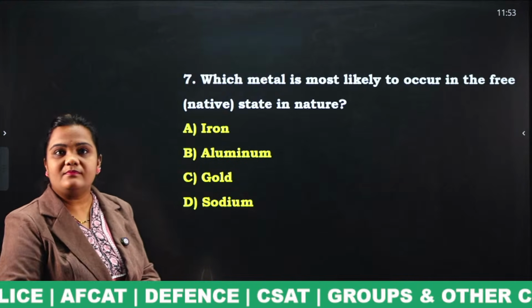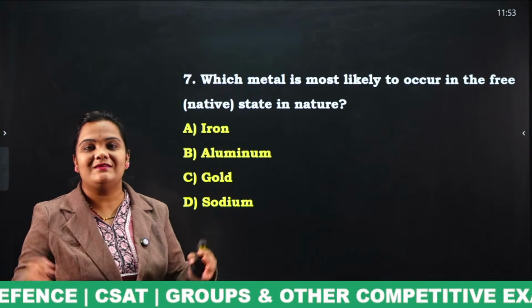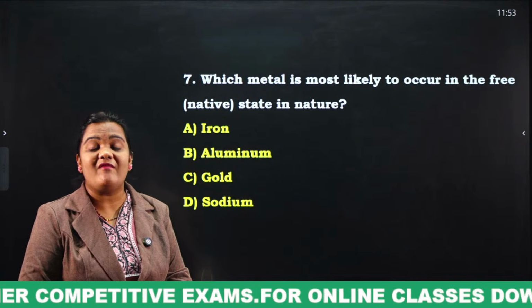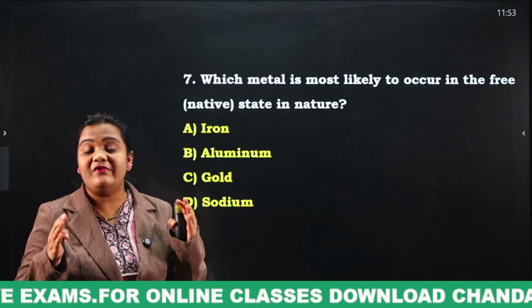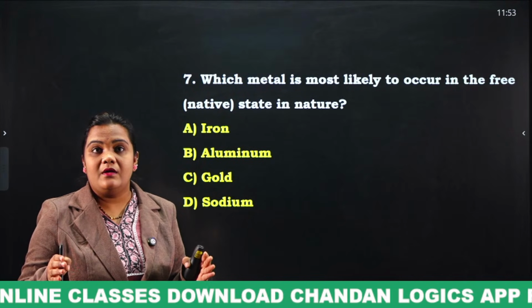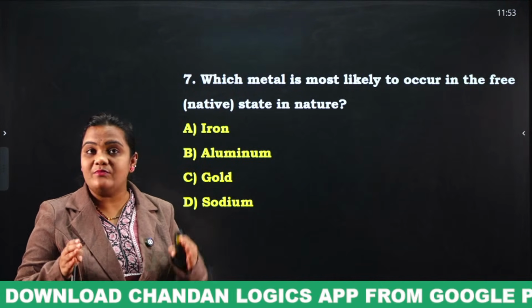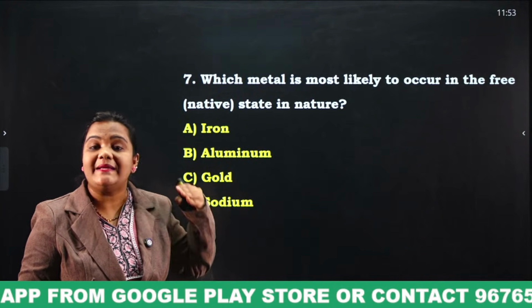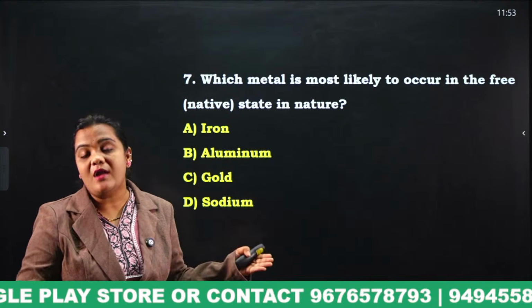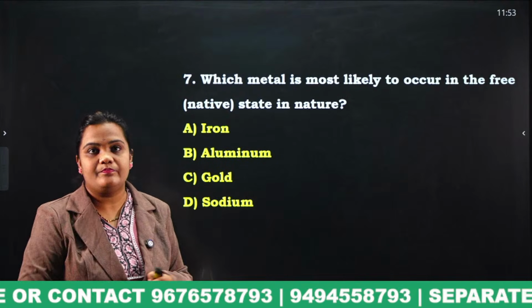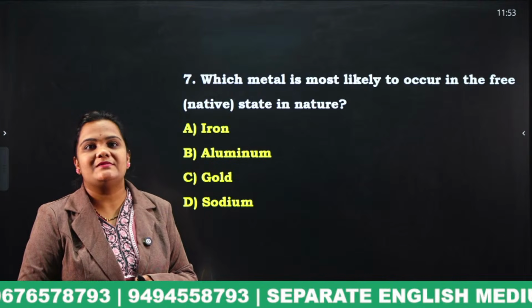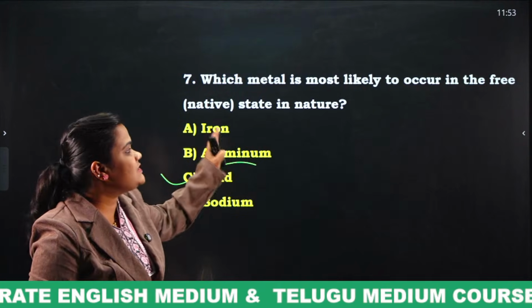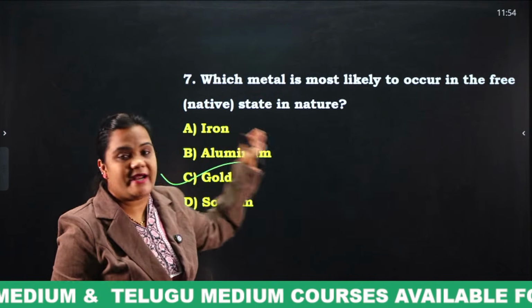No. You are not answering well, students. So what is the answer for this question? I have already explained the difference. Once again I am saying, in the given options, that metal will not react with either air or water. Now tell me the answer. No, students. Gold, Kausalya. Very good. So which metal is most likely to occur in the free native state in nature?